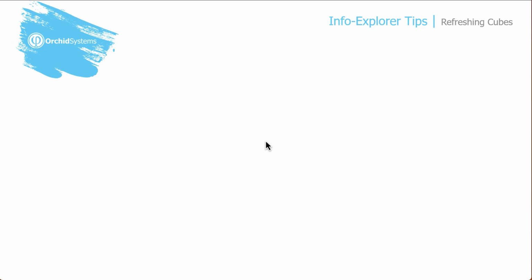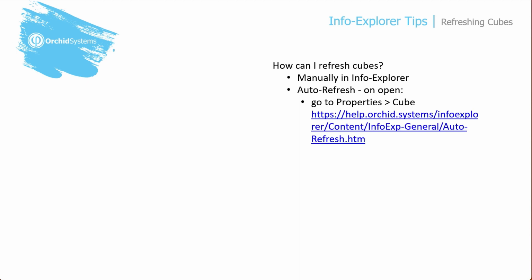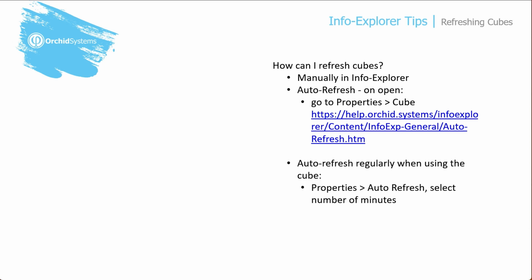Thanks, Anne. We're now looking at how we can refresh cubes. First, as we've seen in Anne's presentation, you can manually click refresh, and that will go back to the database and read the data as of now. There are 2 auto refresh configuration options in Info Explorer. One is to auto refresh when you open the cube, and the other one is while you're using the cube, you can choose to refresh regularly every X number of minutes.